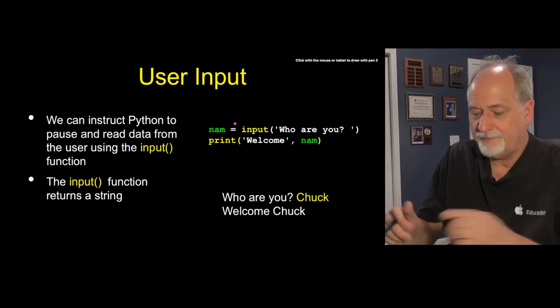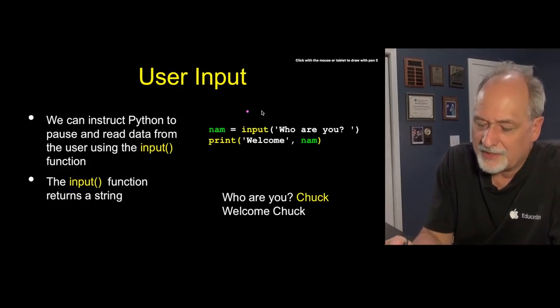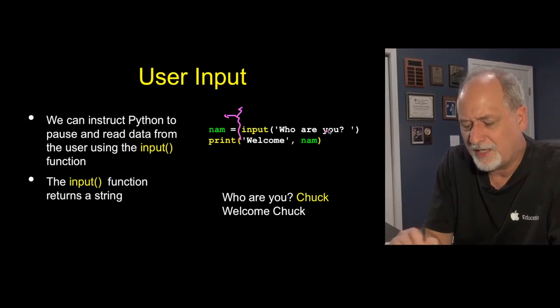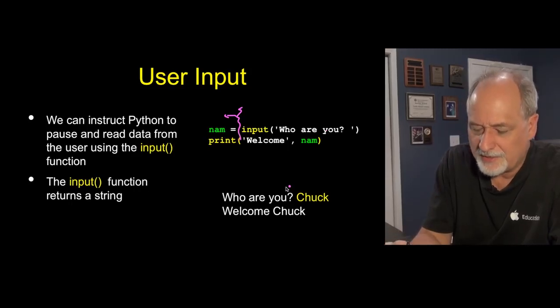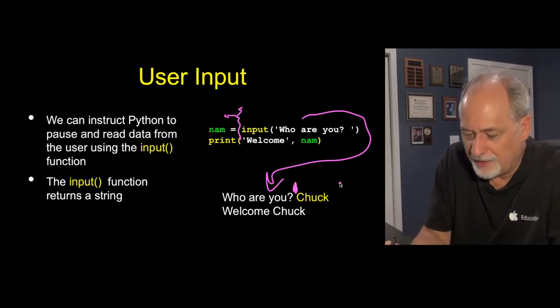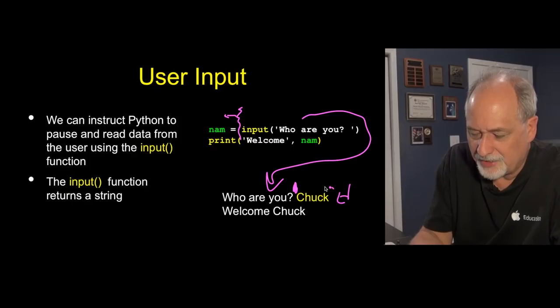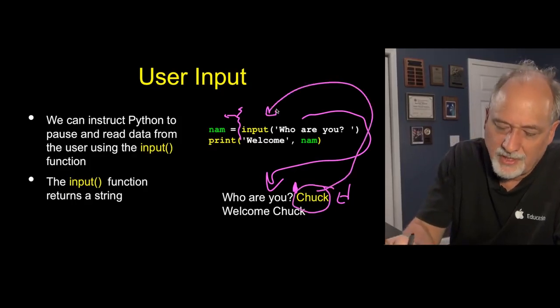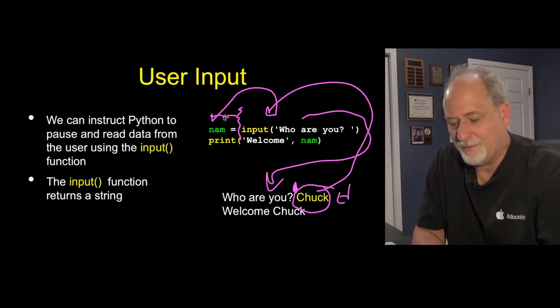So let's do that again. It's evaluating an assignment statement. Remember, you can think of it as just do the right side first. It writes this out, then it waits until we hit the enter key, and takes this Chuck, and that becomes the result of this input, which is then assigned into nam.